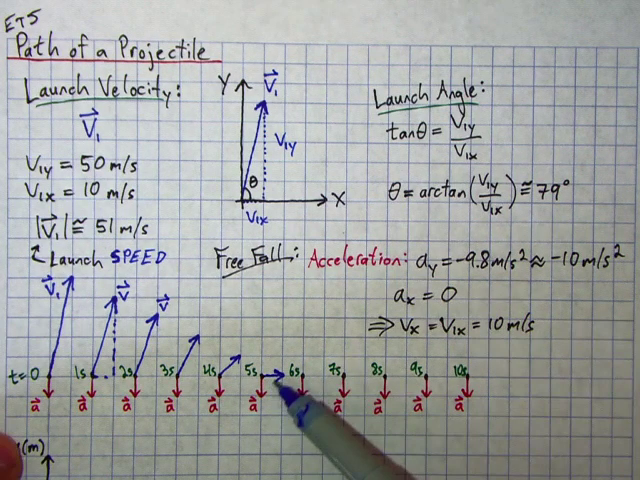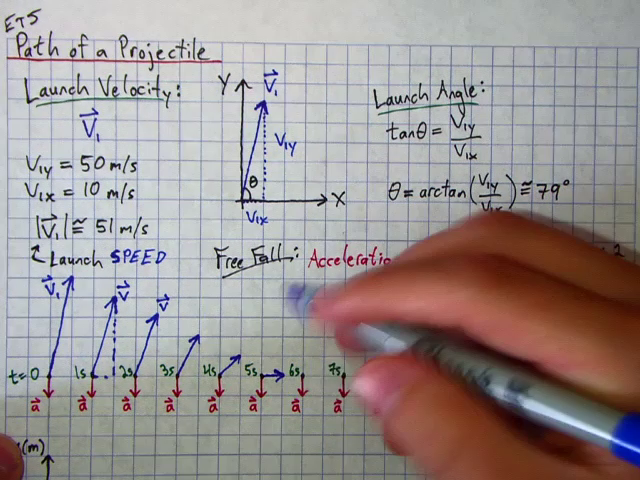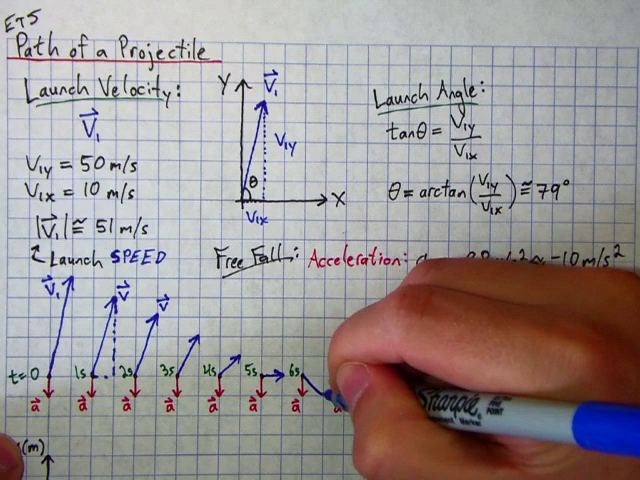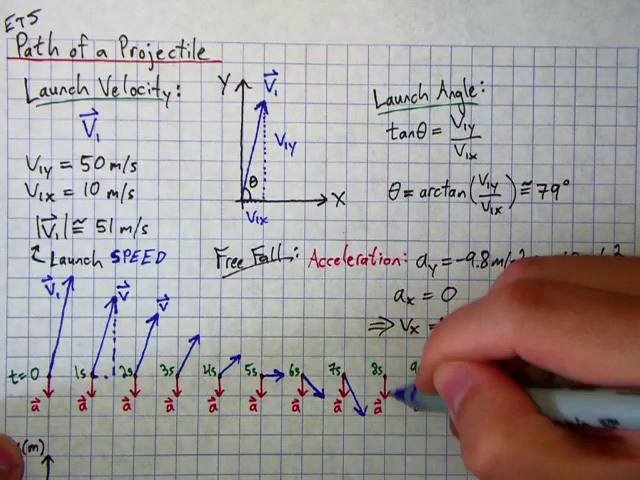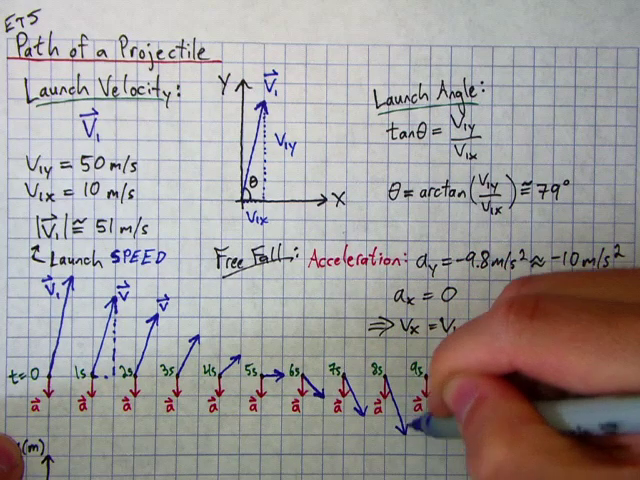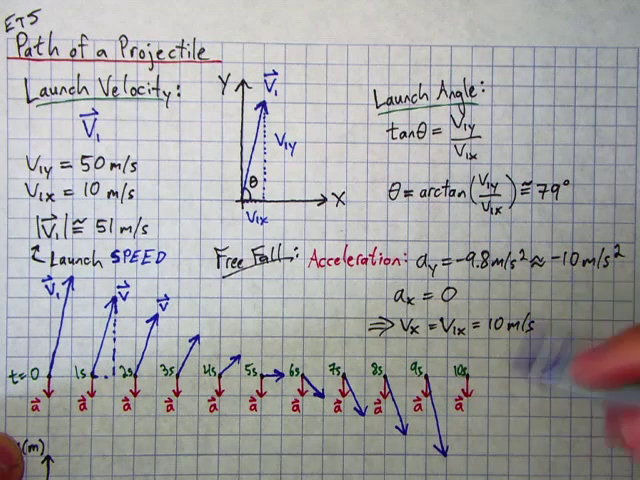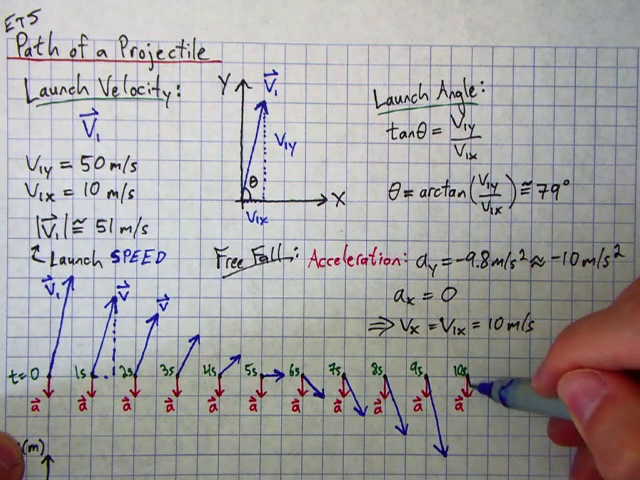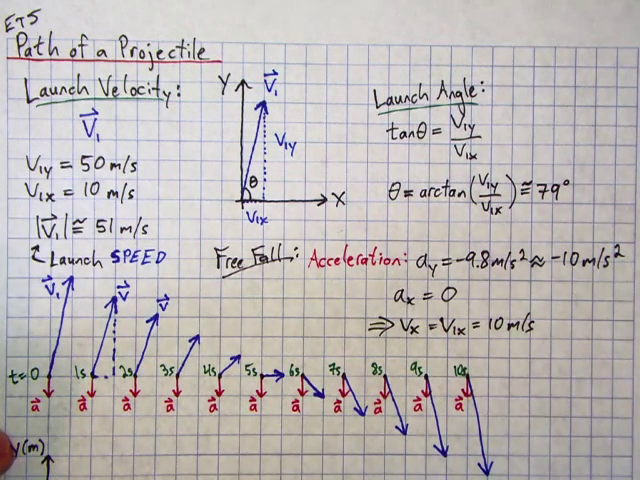But the acceleration doesn't stop then. It's going to continue to change your y component of the velocity at 10 meters per second per second. So another second later, now we've turned around and we're moving down. And the y component of velocity will continue to decrease by 10 meters per second, while the x component stays the same.